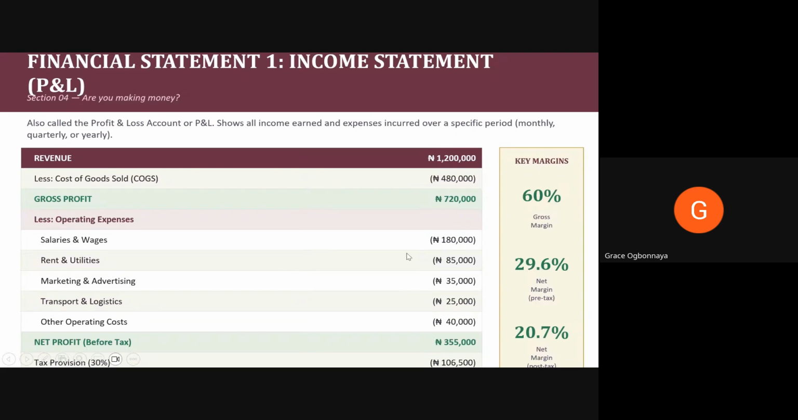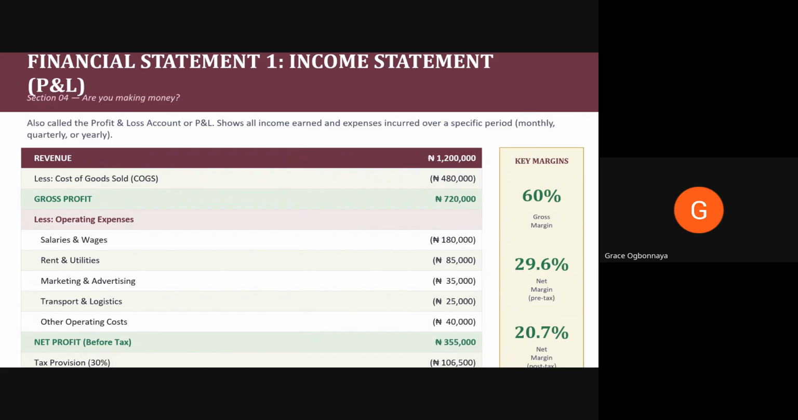Presentation. Okay. All right. So when you remove your tax, 106,500, that's the tax from the profit. The amount left is now your profit after tax. This is what an income statement looks like, and one of the things that they require when you want to apply for a grant.